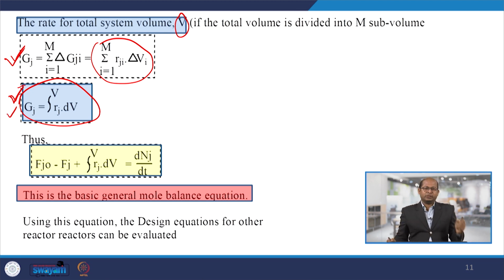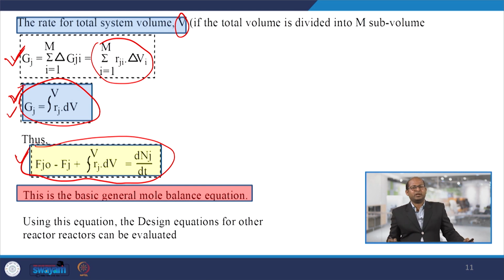Okay. So then the mole balance or material balance equation that we can write comes like this: F j 0 minus F j plus the generation part equals the accumulation part. This is the general or basic mole balance equation for any system. Now we can use this general mole balance equation for other reactors also, and depending upon that we can apply it.